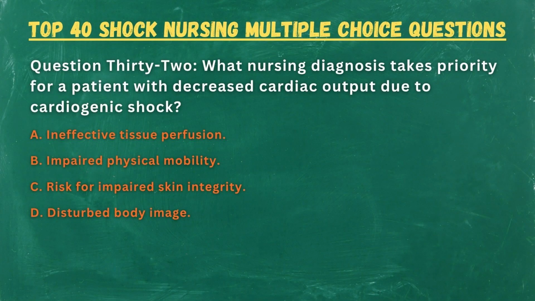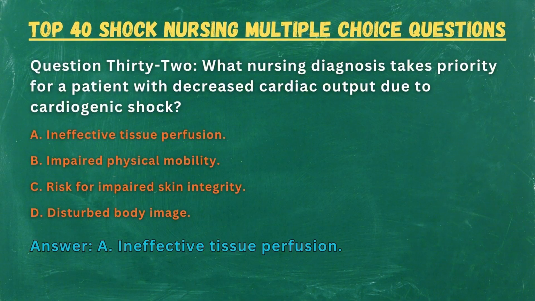Question 32. What nursing diagnosis takes priority for a patient with decreased cardiac output due to cardiogenic shock? A. Ineffective tissue perfusion. B. Impaired physical mobility. C. Risk for impaired skin integrity. D. Disturbed body image. Answer: A. Ineffective tissue perfusion.